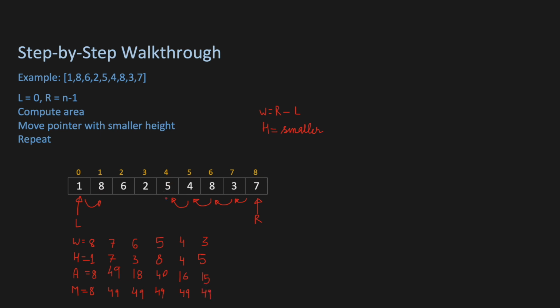Value at R is again smaller, so R pointer will move backward. 3 minus 1, width will be 2. Height, the smaller height, 2. Area will be 4. And max area will remain 49.